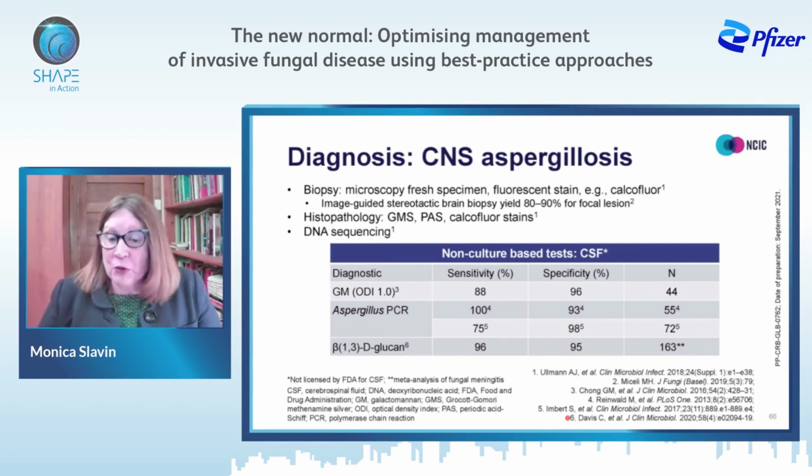But from these small series, it does appear that galactomannan has a reasonable sensitivity and specificity, as does Aspergillus PCR. And also there is one meta-analysis looking at beta-glucan showing that its performance was reasonable. But we must remember that this will not tell us what the fungal lesion is, unlike the galactomannan and PCR, which are more targeted towards Aspergillus. The beta-glucan could occur in a number of different fungal organisms.